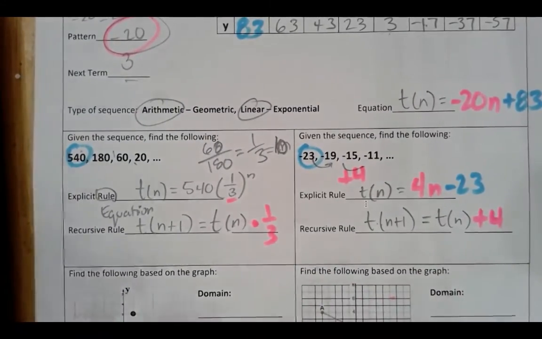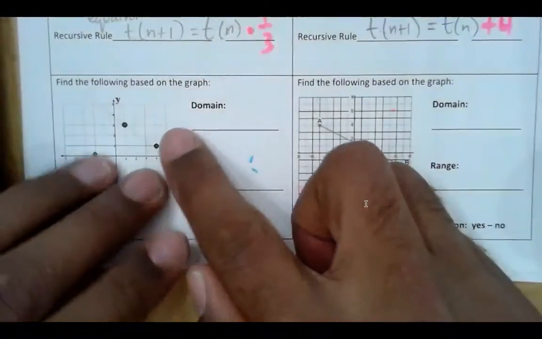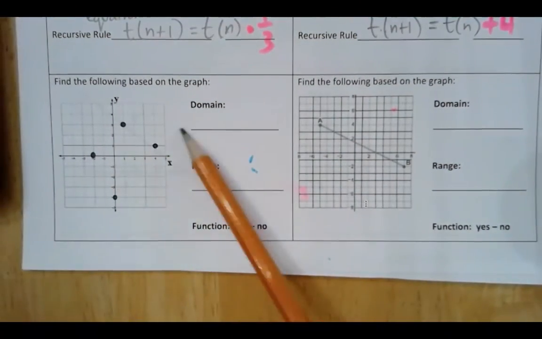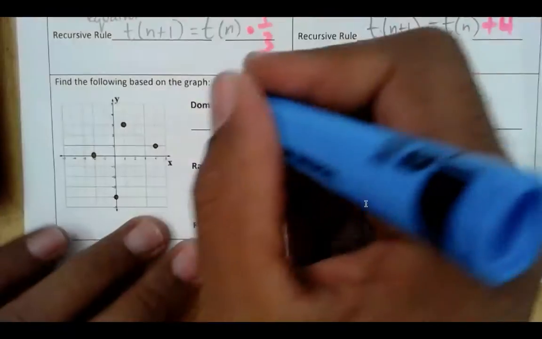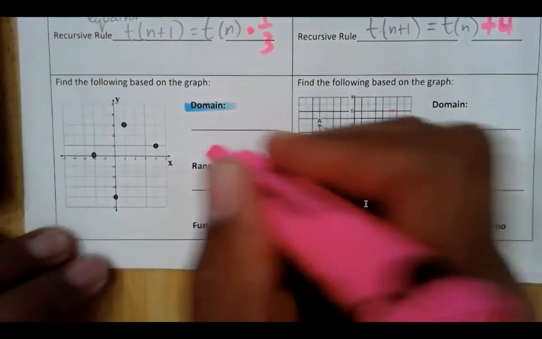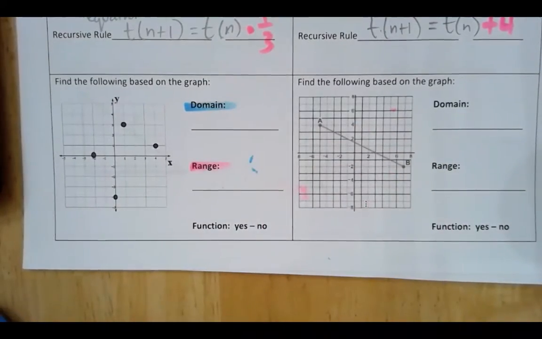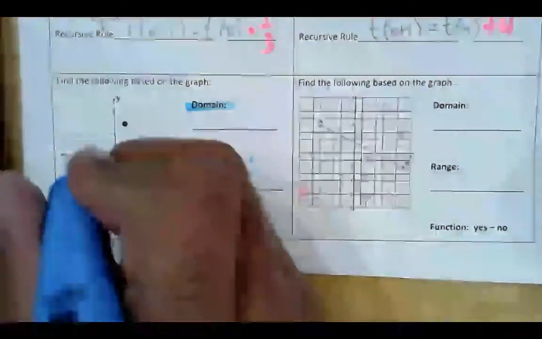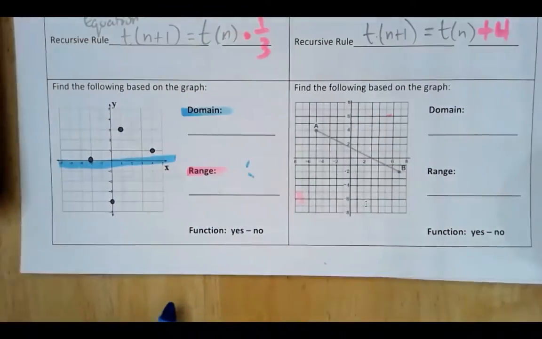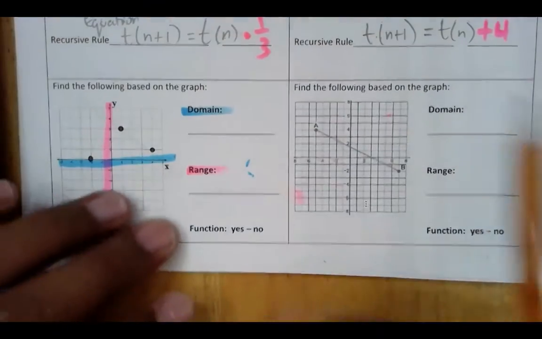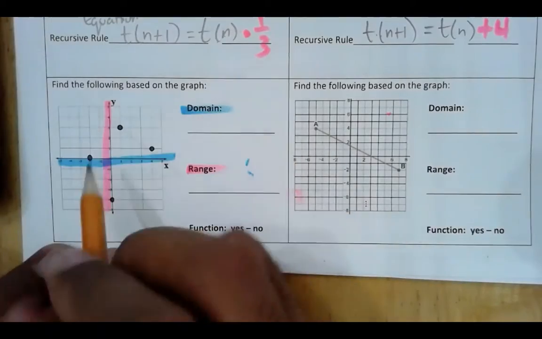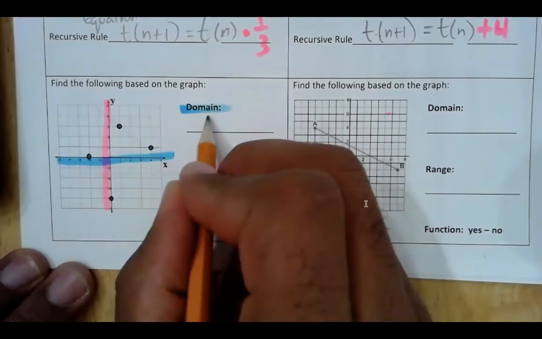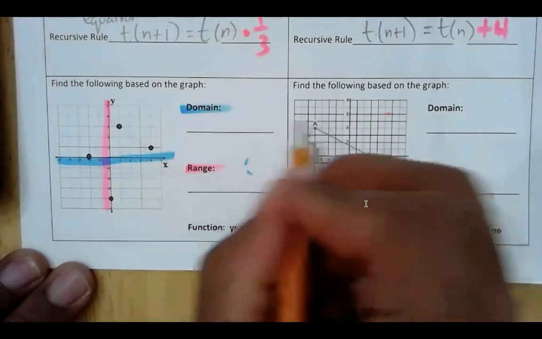Going on down, now we're going to talk about domain. We're going to use blue for domain and pink for range. Remember, domain has everything to do with all your x values, whereas range has everything to do with our y values. You notice that it's just a bunch of points, so we're going to take all the x values of each of these points and list them out.